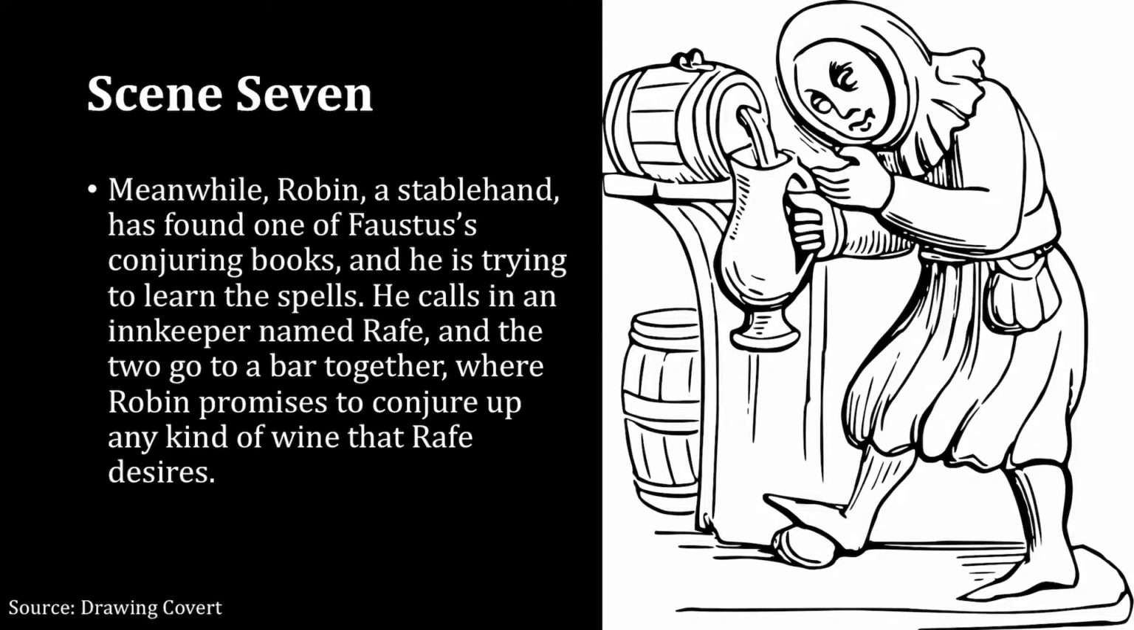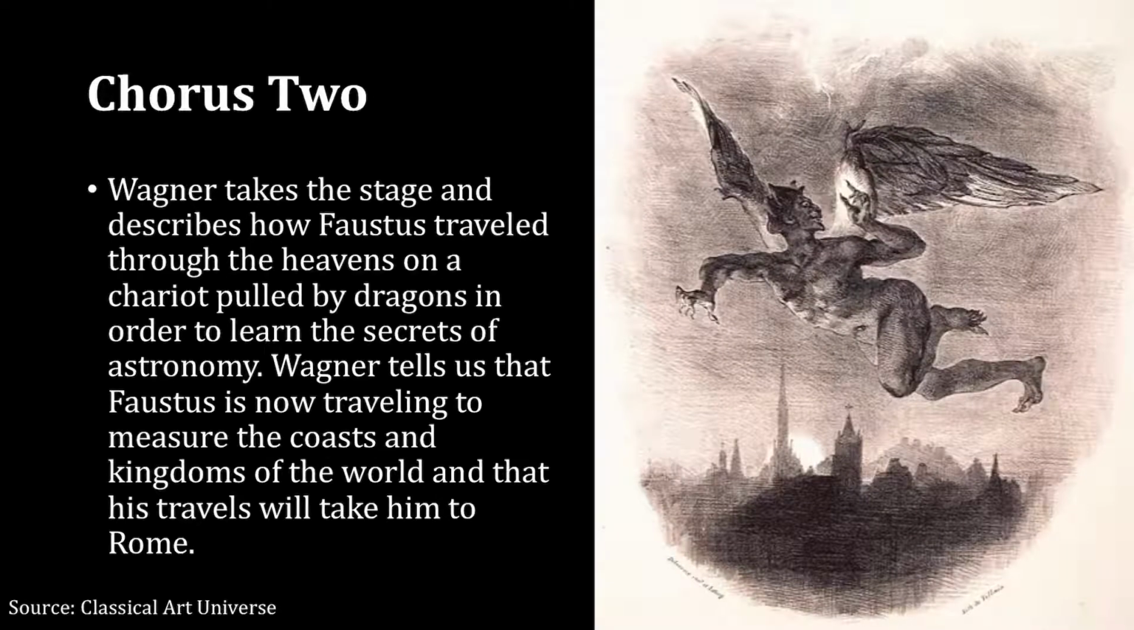He calls in an innkeeper named Rafe, and the two go to a bar together where Robin promises to conjure up any kind of wine that Rafe desires.